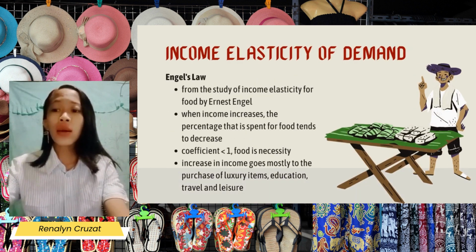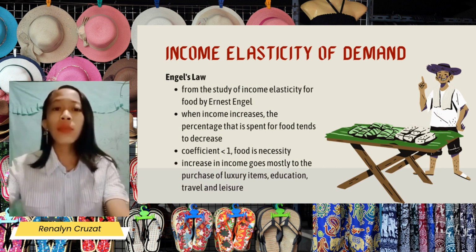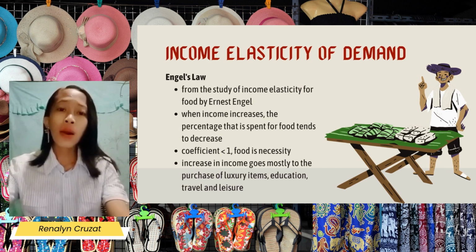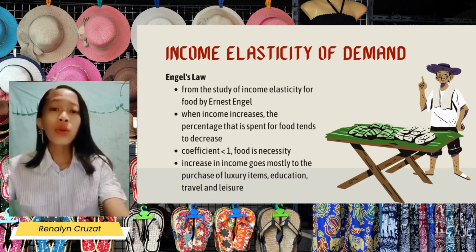When income increases, the percentage that is spent for food tends to decrease. So, ayon daw kay Engel's law, kapag yung income daw ay tumaas, yung percentage na napupunta sa pagkain ay maaaring bumaba. Halimbawa, yung income ng isang tao is 10,000. Tapos yung budget niya para dun sa food is 5,000. So, kung sakali na yung income naman niya ay tumaas ng 20,000, yung mapupunta na budget dun sa pagkain is 5,000 pa rin. Kasi hindi naman lahat nung income niya is mapupunta lahat sa pagkain.